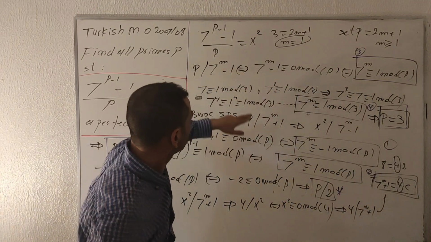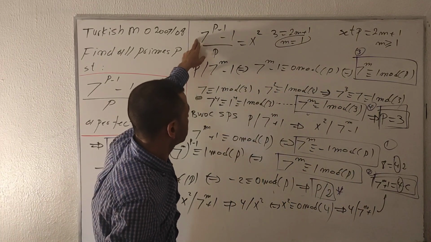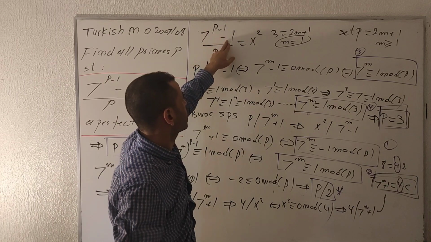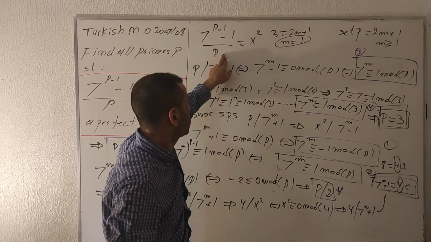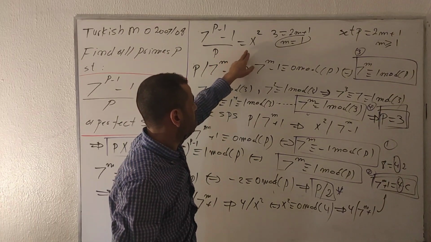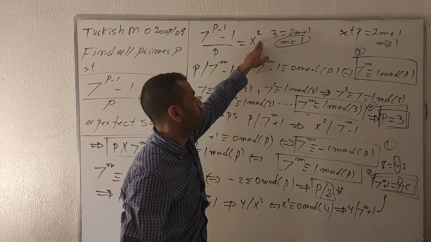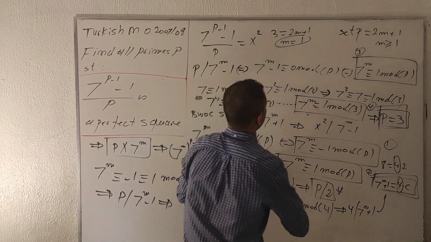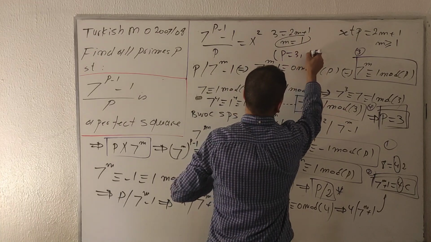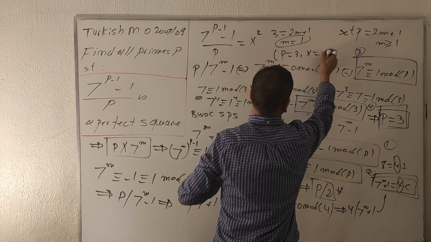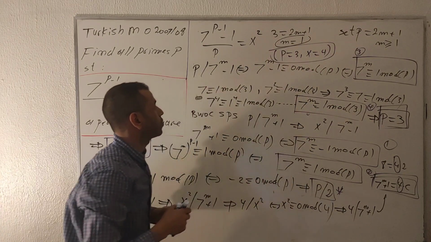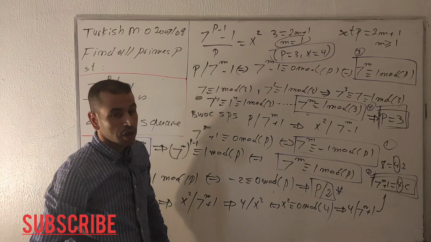If I replace p with number 3, I will get 7 squared, which is 49. 49 minus 1 is 48. 48 divided by 3 is 16. 16 is the same as 4 squared. So which means I have p equals 3 with x equals 4. This is the solution for this equation, the prime. So I have done with the problem.